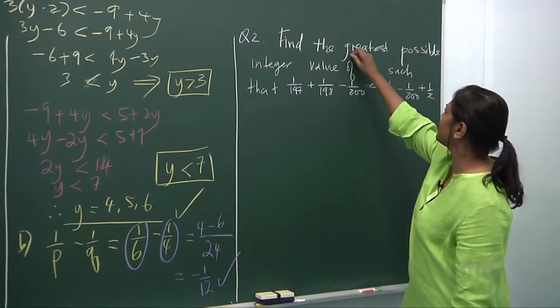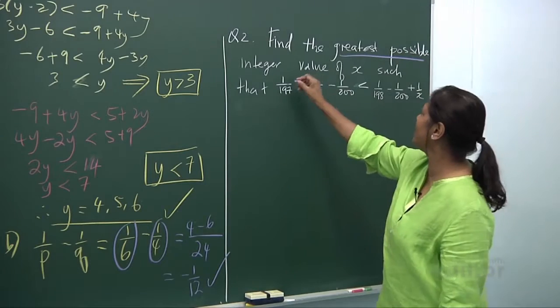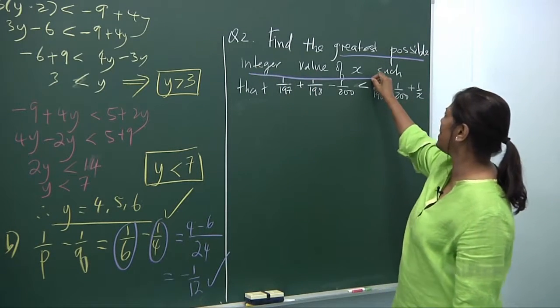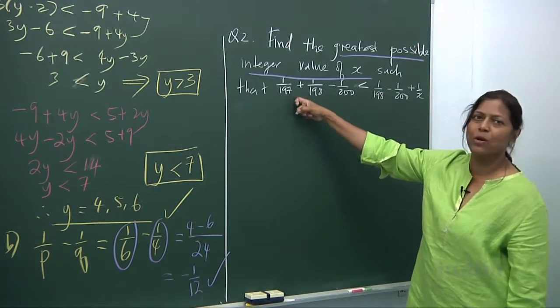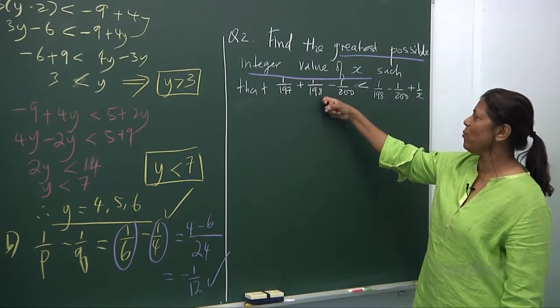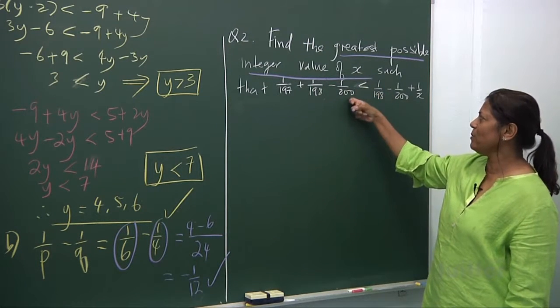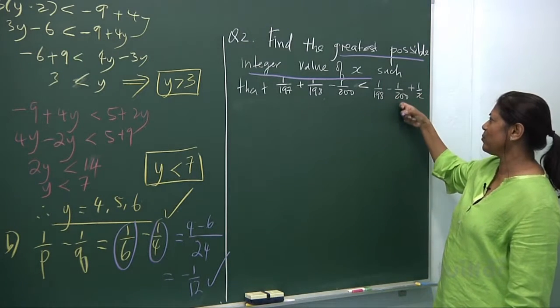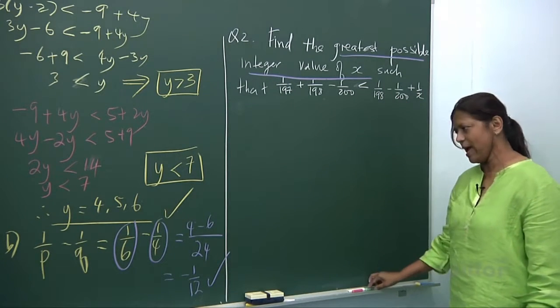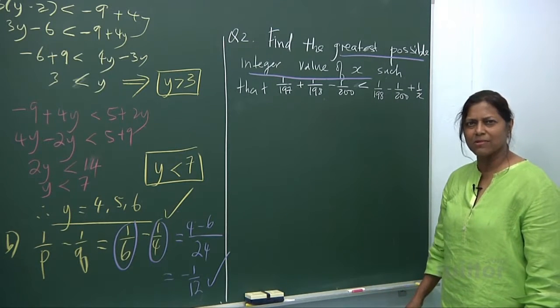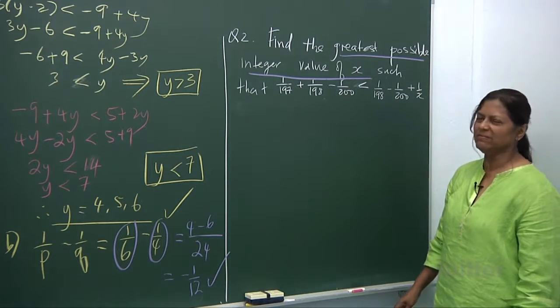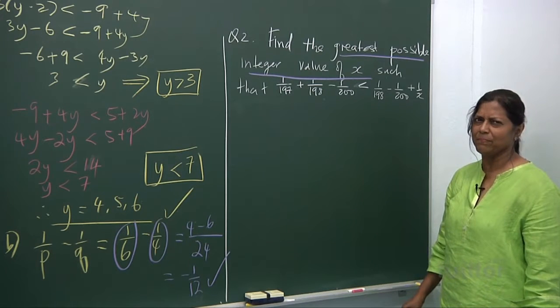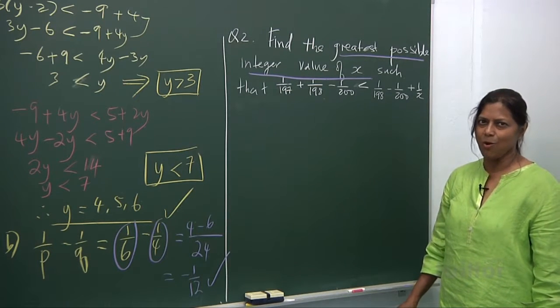Find the greatest possible integer value of x such that 1 over 197 plus 1 over 198 minus 1 over 200 is less than 1 over 198 minus 1 over 200 plus 1 over x. Sometimes such sums look scary, but actually they're not.